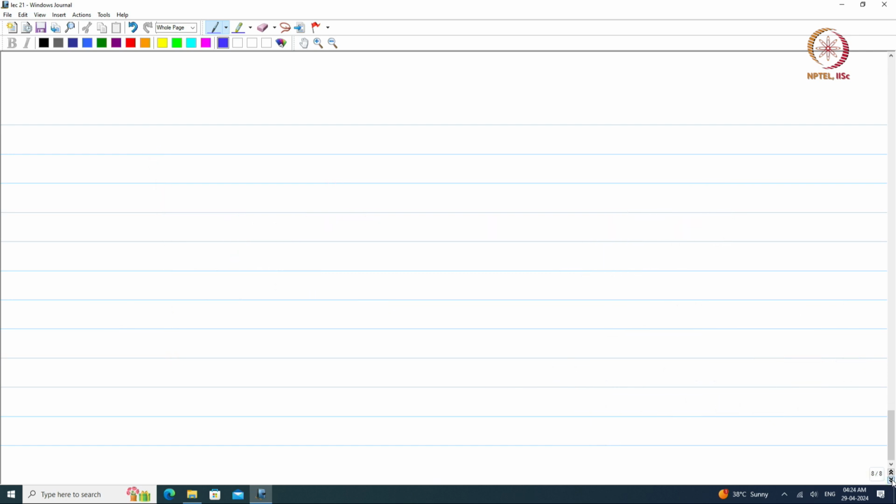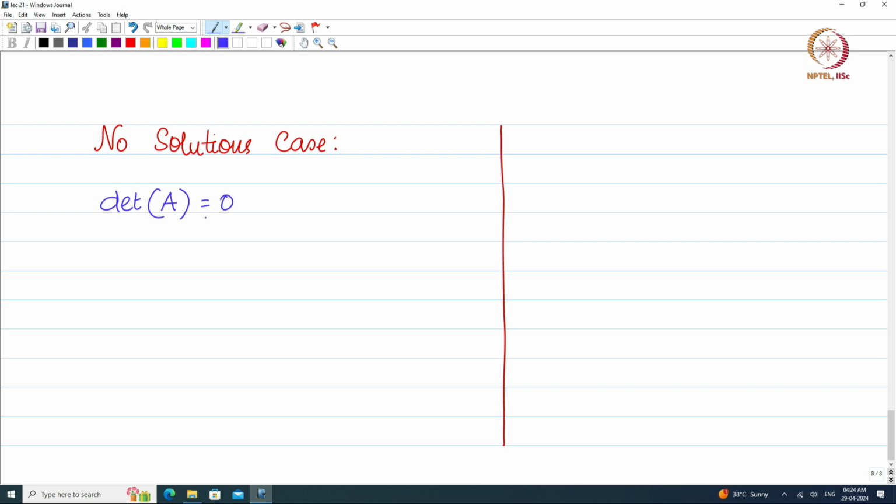Now, what happens in the case of no solution? How do we interpret the no solutions case? That is again simple. From our 2D understanding, even for the no solutions case the determinant of A must be 0, which means we are going to look at the same case in which we have all the 3 vectors in the same plane. So, we are going to look at this.